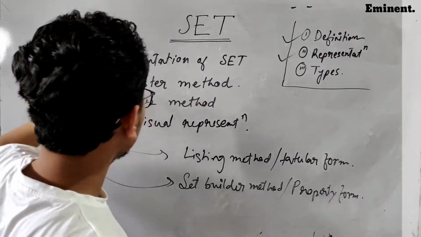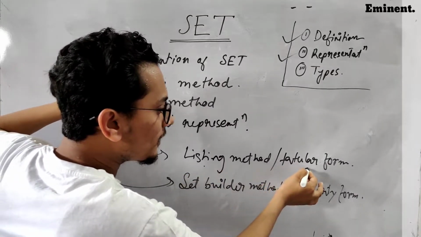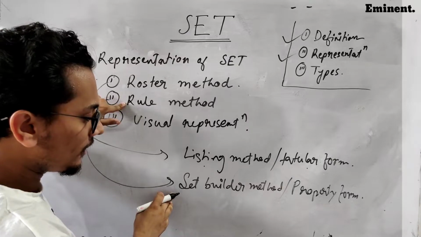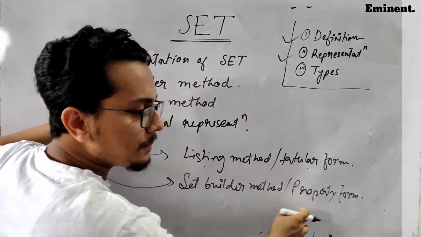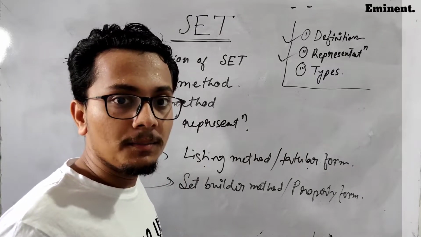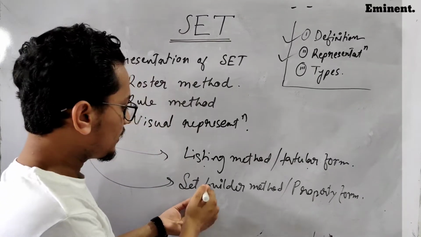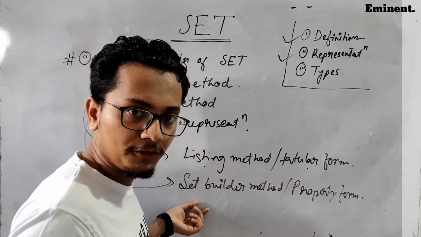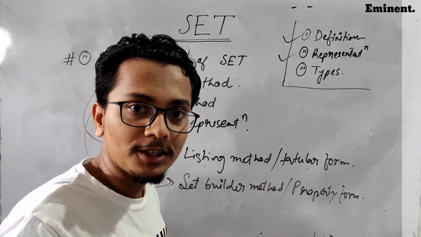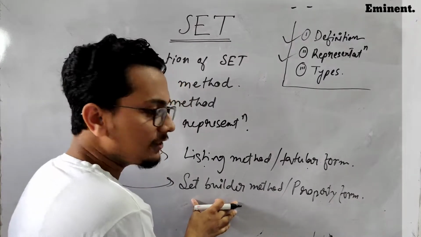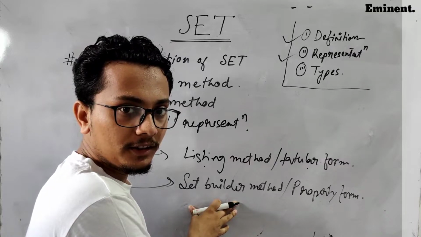Okay, remember that roster method, listing method, and tabular method are the same, and rule method, set builder method, and property form are the same. In the exams, most of the time you will get the question in set builder method, in rule method, or in property form. So you have to be smart to write the elements from set builder method.